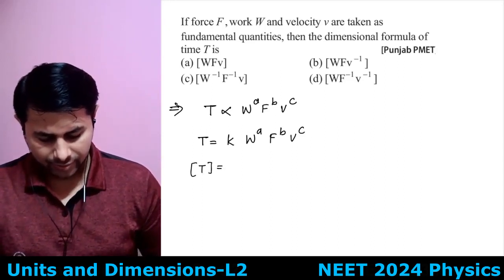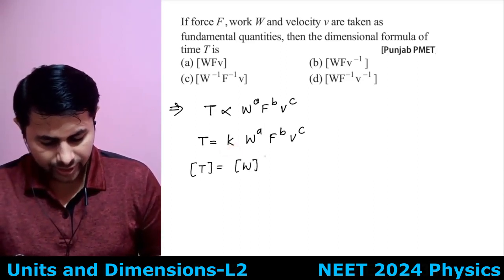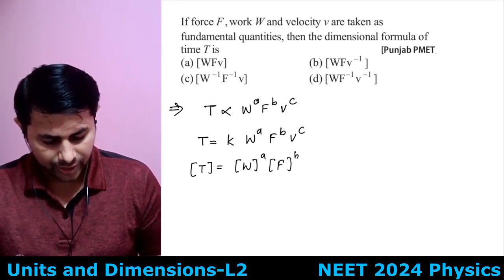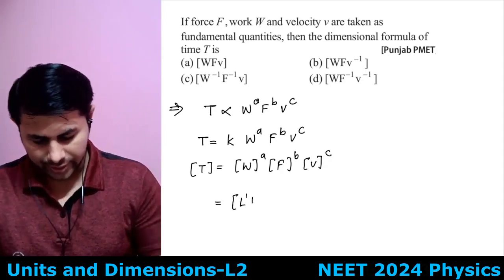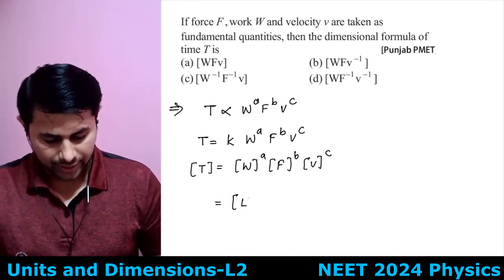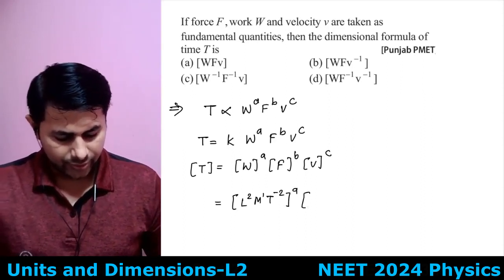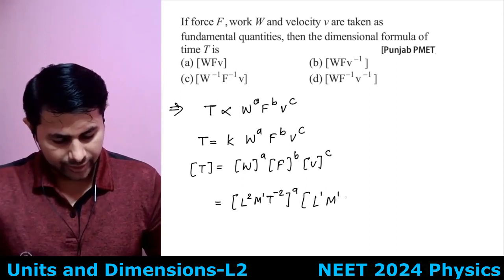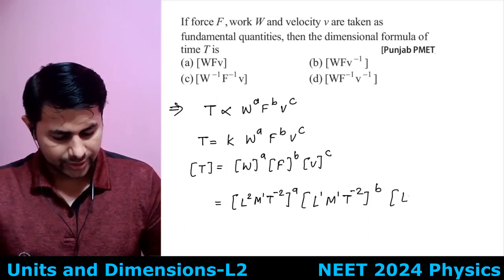Dimensions of T must be equal to K, which doesn't have dimensions. So they are equal to dimensions of work raised to A, dimensions of force raised to B, dimensions of velocity raised to C. Work is L2 M1 T raised to minus 2, raised to A. Force is L1 M1 T raised to minus 2, raised to B, and velocity is L1 T raised to minus 1, raised to power C.